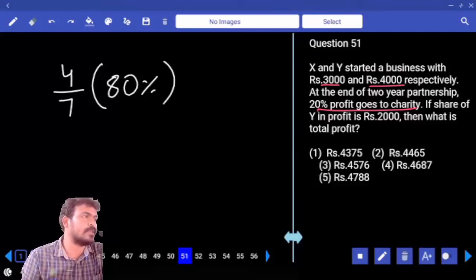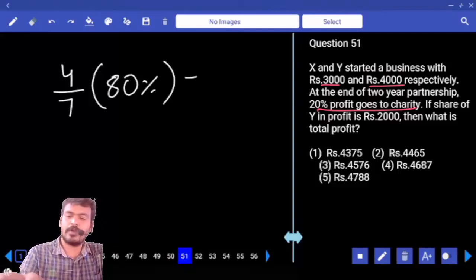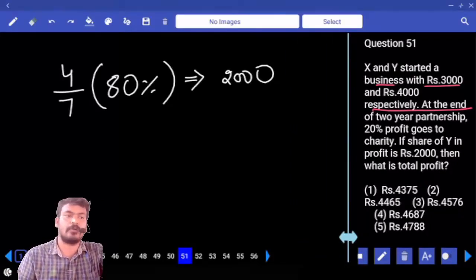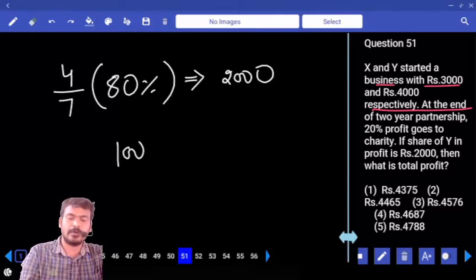80%. 4/7 of 80%. 4/7 of 80% equal to how much value? 2000. We require the total profit. Total profit means 100%, we need.